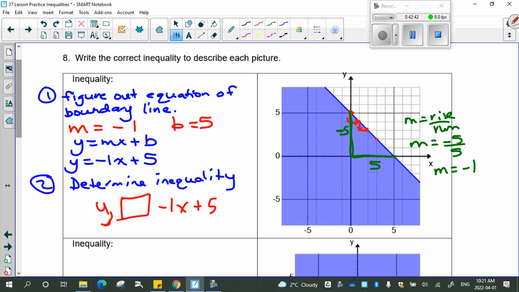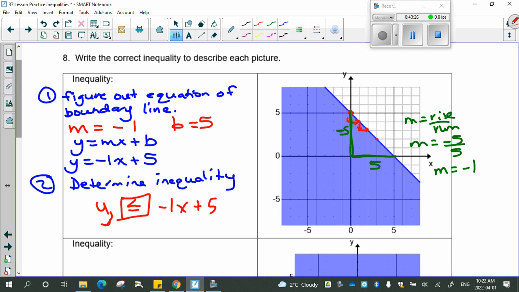So what inequality would I put there to show where it's shaded, and to show that the boundary line is solid? Which inequality would go in that box? What do you think? Equals would just be the line, but there is an equals because it's a solid line. Greater than or equal to or less than or equal to? Less than or equal to, below or equal. Good.